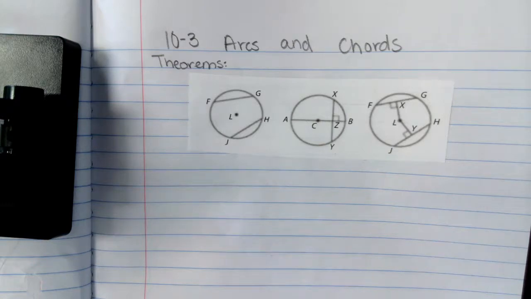Alright, so notes should be out. You can label it 10-3, arcs and chords. And then we have 3 theorems we're going to be talking about today that we're going to use to help us solve our problems.